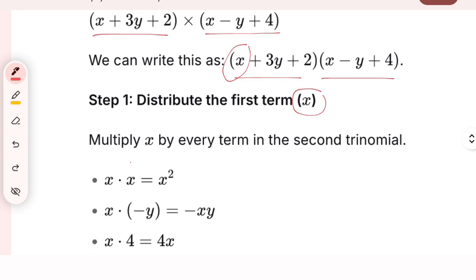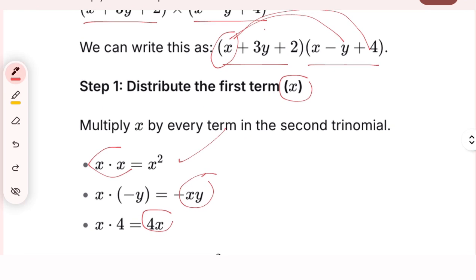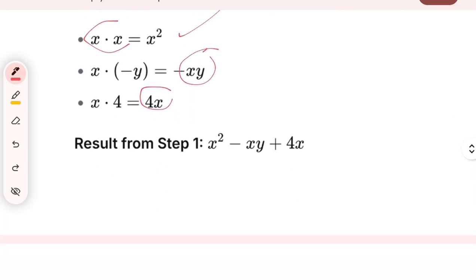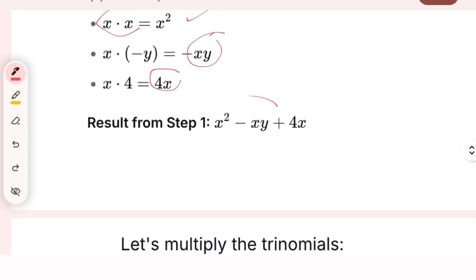So we have x times x. So that's x squared. Next, x times y. Right? Next, x times 4, 4x. Next, we should distribute 3y. 3y times x, 3y times 4y, and so on. And it will result with this. By the way, the first step is like this.